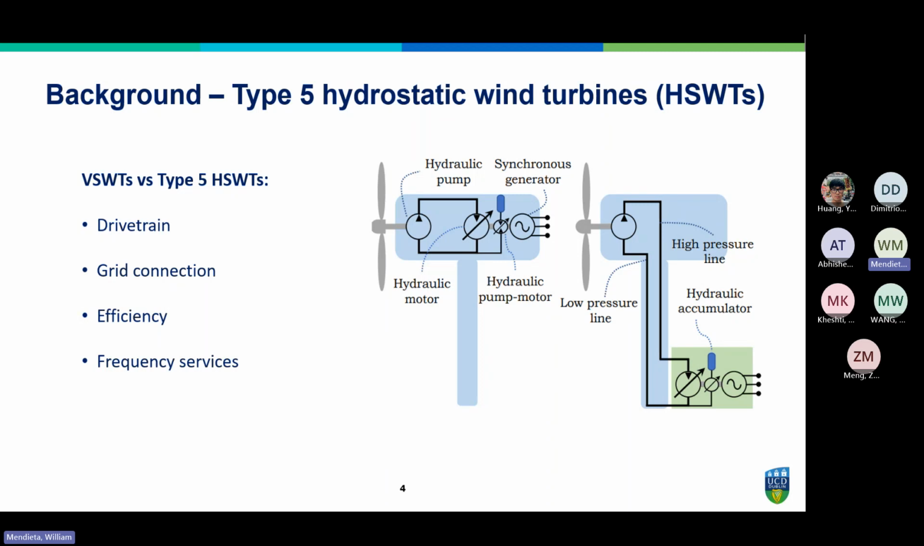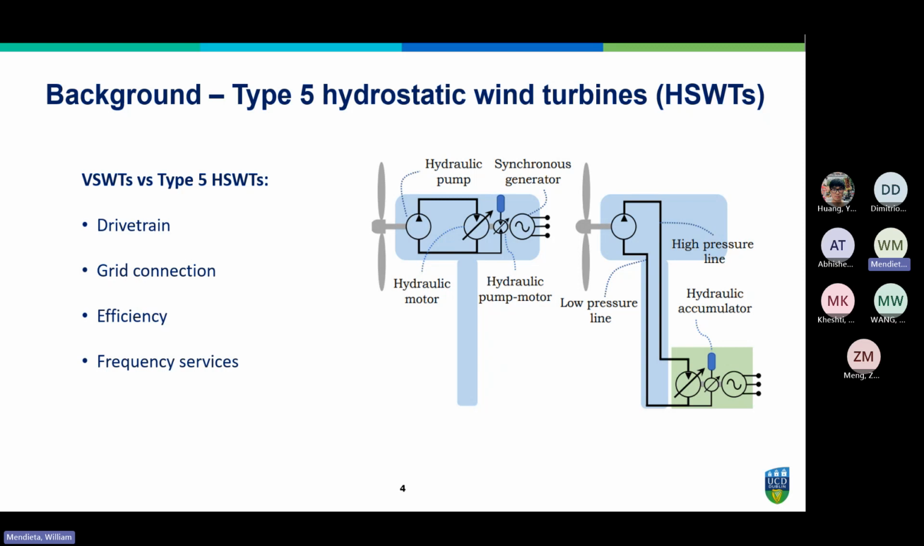Some drawbacks regarding the hydrostatic wind turbine: the hydrostatic transmission has a lower efficiency compared to a mechanical gearbox, especially at part load operation, due to hydromechanical and volumetric losses. For example, the efficiency of the hydraulic pump is about 87%, and the efficiency of the hydraulic motor is about 82%. So that gives us a total efficiency of the hydrostatic transmission of about 78%.